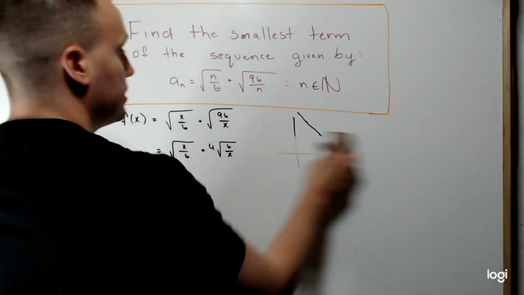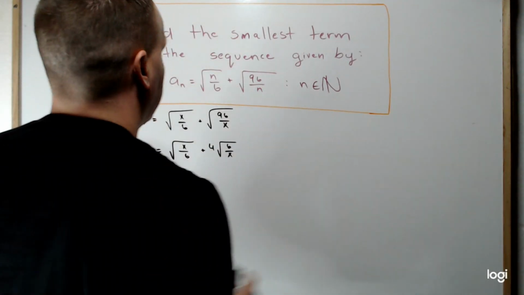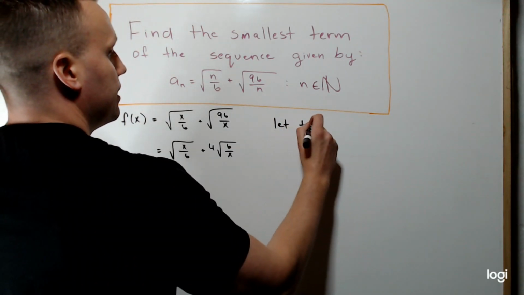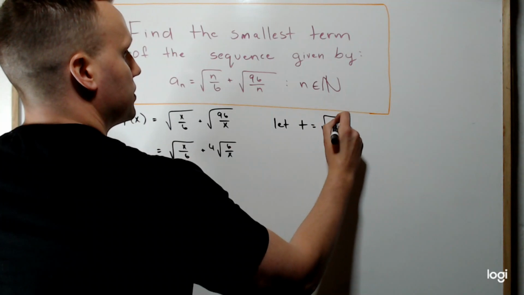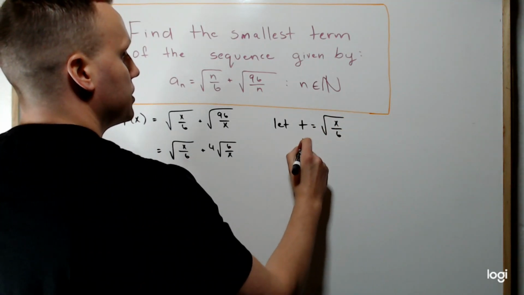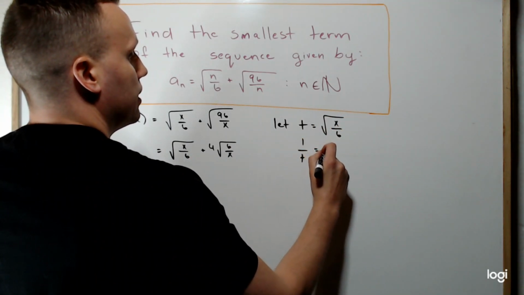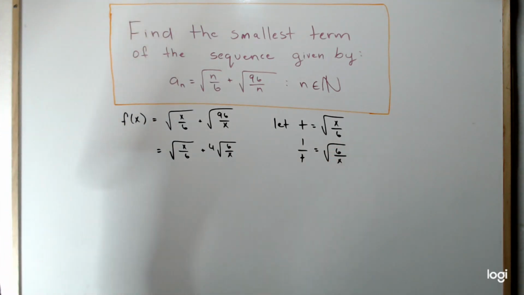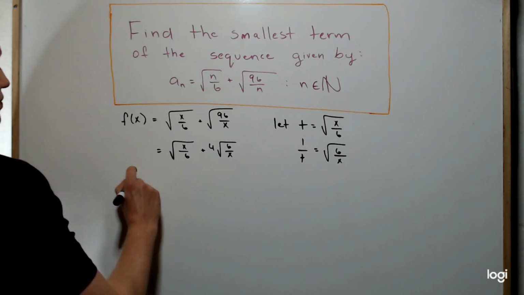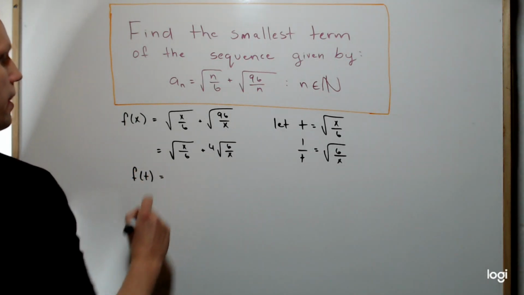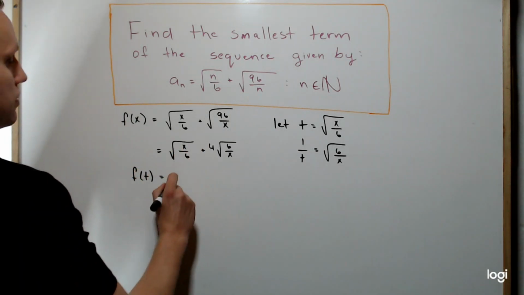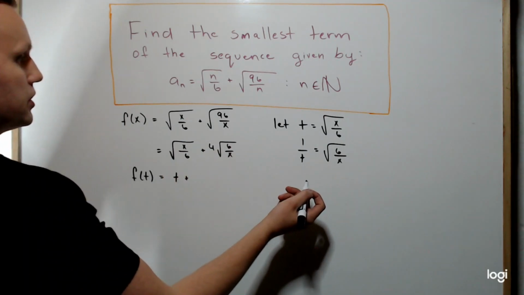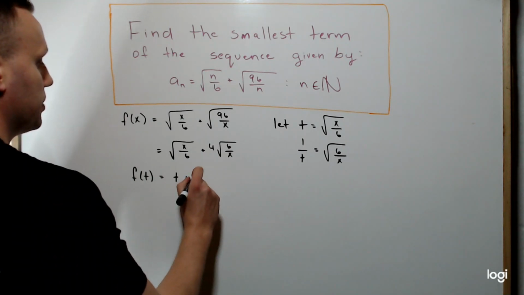And this is nice because now I can make the following change of variable by letting t equal the square root of x over 6. And also notice that that would mean that 1 over t is equal to the square root of 6 over x. Now with that in mind, we can look at f of t, which is just the square root of x over 6, which is t, plus 4 times the square root of 6 over x, which is 1 over t, so t plus 4 over t.